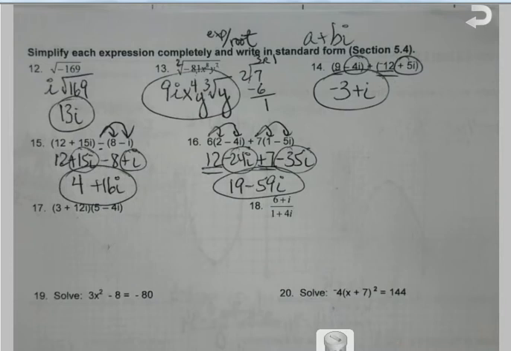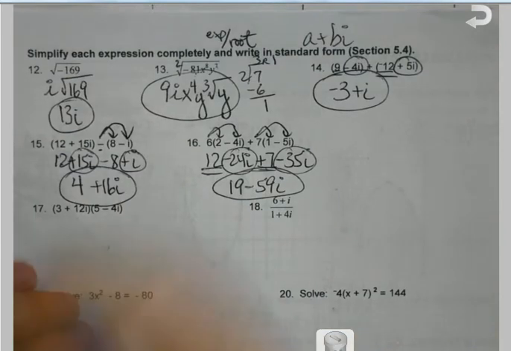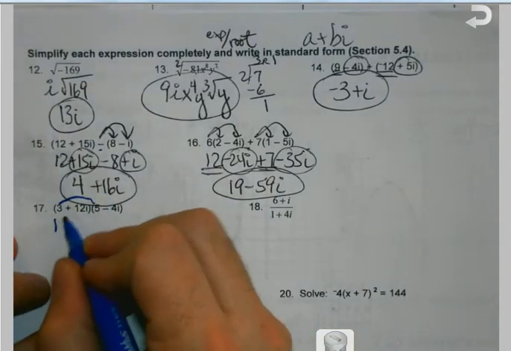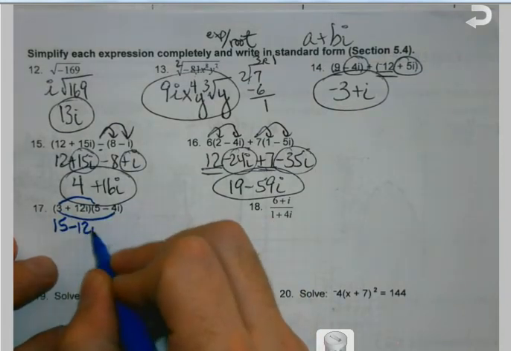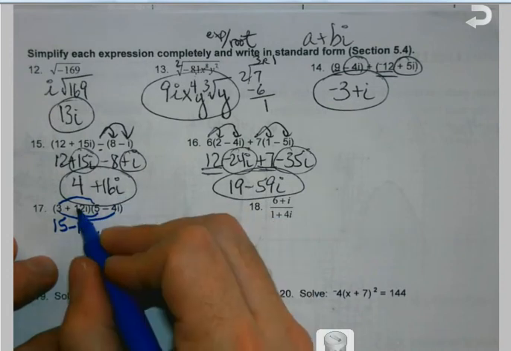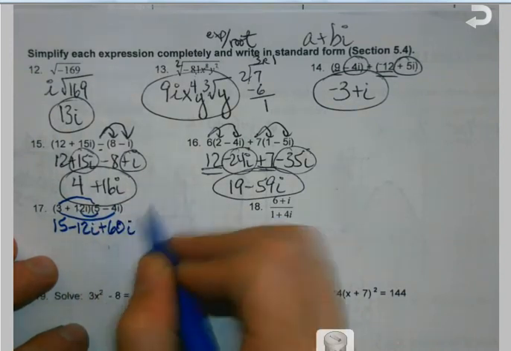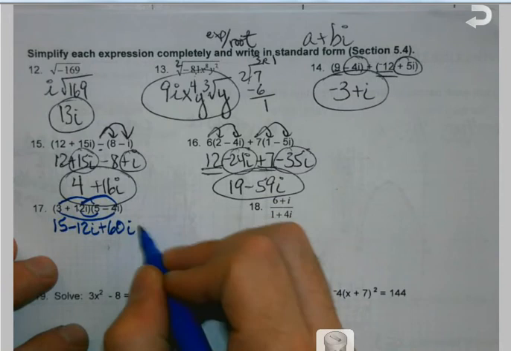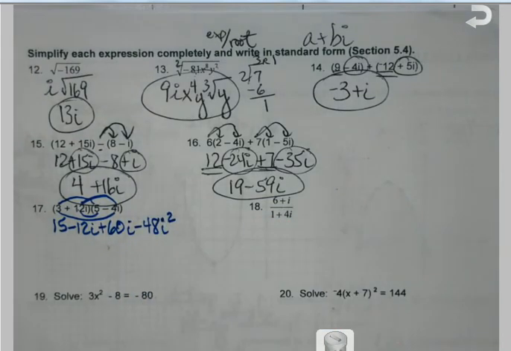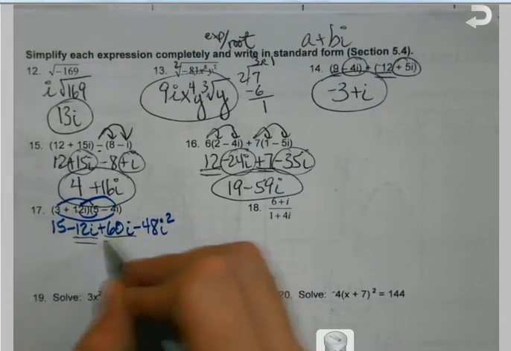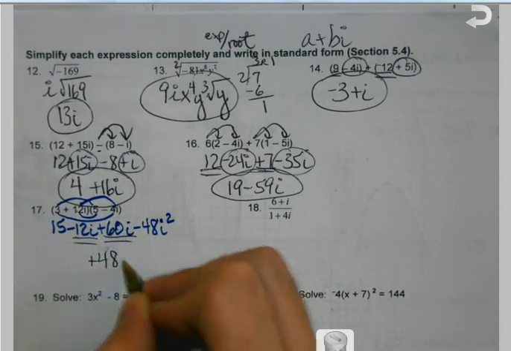Now, on 17 and 18, it gets a little more interesting because now I do have to FOIL this out. So remember, when we're FOILing, we do first, so 3 times 5 is 15. Do outer, 3 times negative 4i is negative 12i. We do inner, 12 times 5 is 60i. And 12 times negative 4 is a negative 48i squared. Now, remember, 60 minus 12, okay, so that's plus 48i.